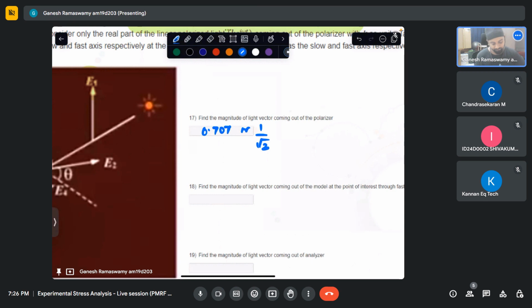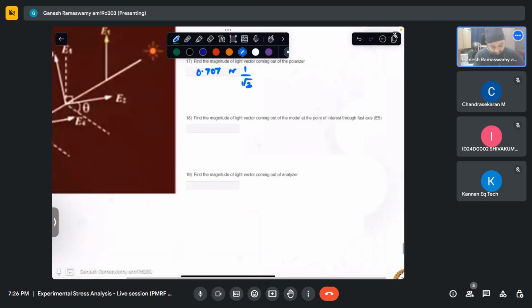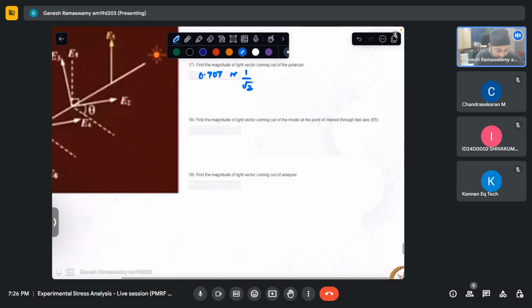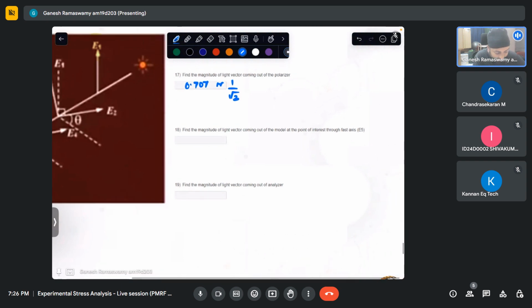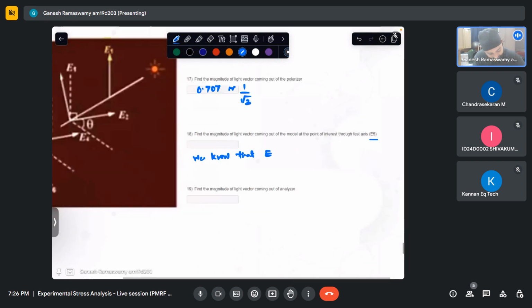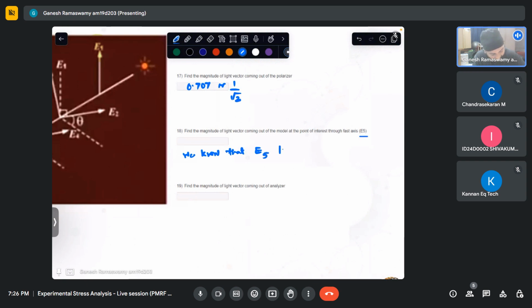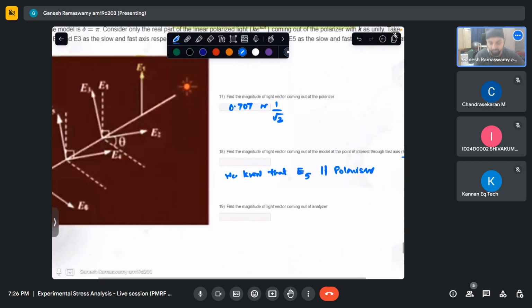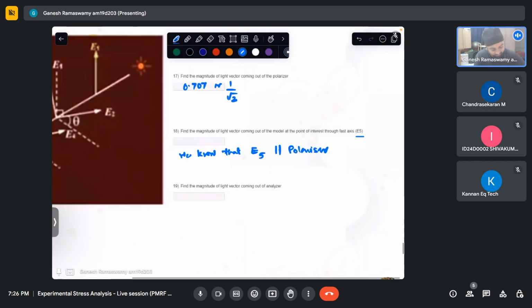Okay. Find out the magnitude of light vector coming out of the model at the point of interest through the fast axis E5. Now we know that E5 is parallel to the polarizer, because E3 is parallel to the polarizer. So therefore theta is 0.